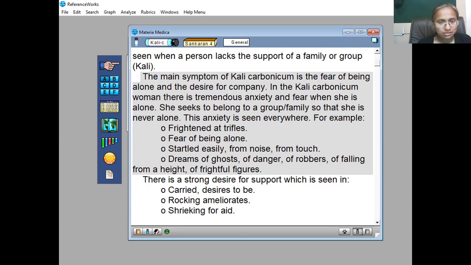So what happened with this woman was she got married into a family, to a husband, and the husband went to jail just after a month of the marriage, and she felt all alone. Then when she delivered a child, the child died suddenly and she felt extreme anxiety. Okay, and since then all the problems started. So see, for example, frightened by trifles, fear of being alone, startled easily from noise, from touch, dreams of ghosts, all the symptoms are there. So I was very sure of the remedy.